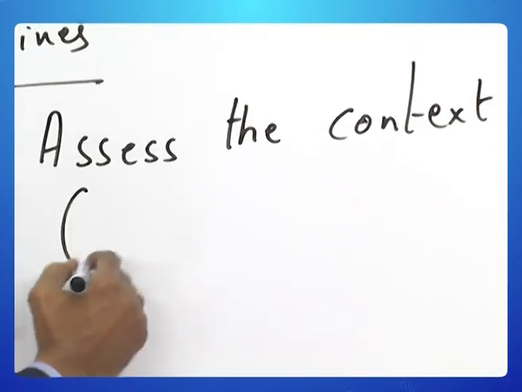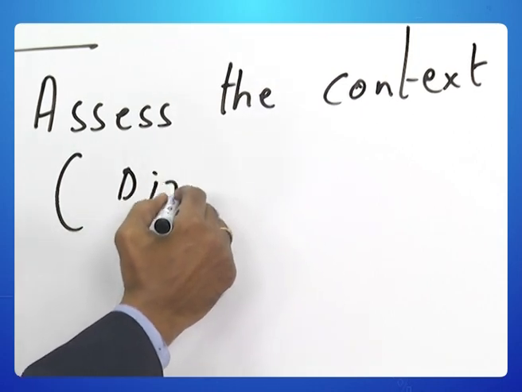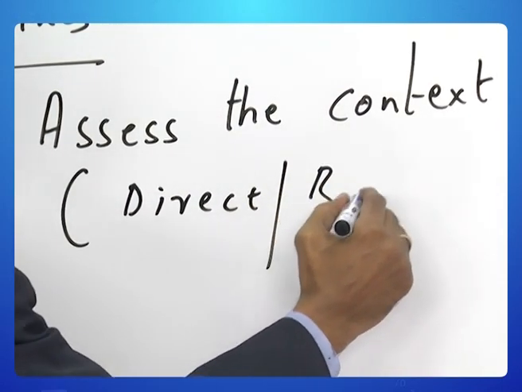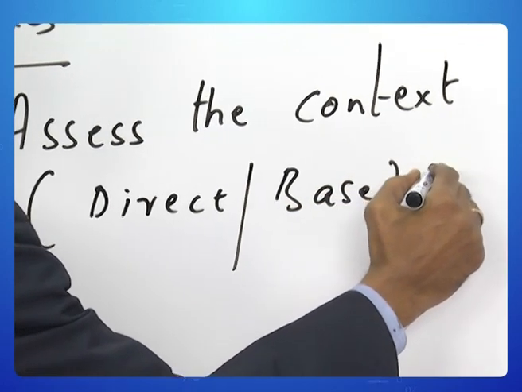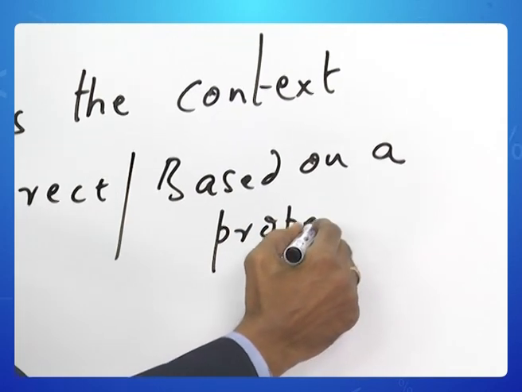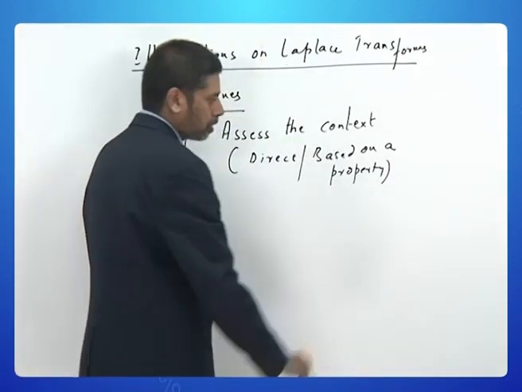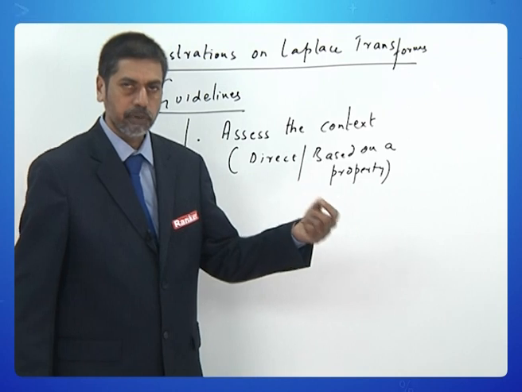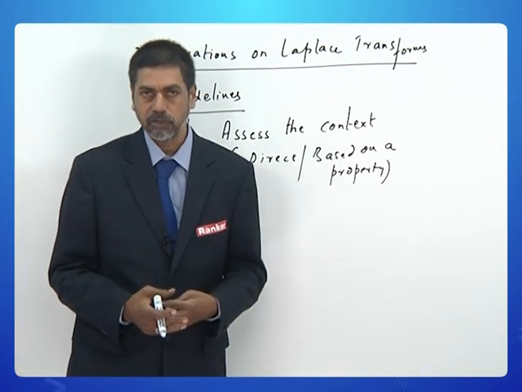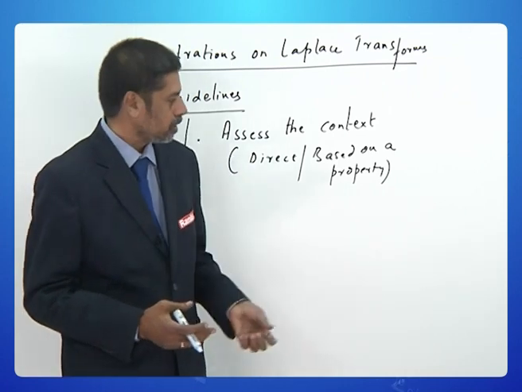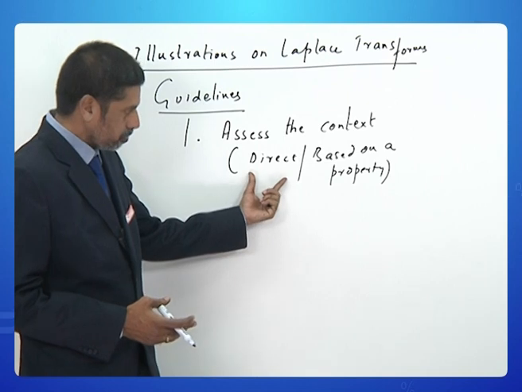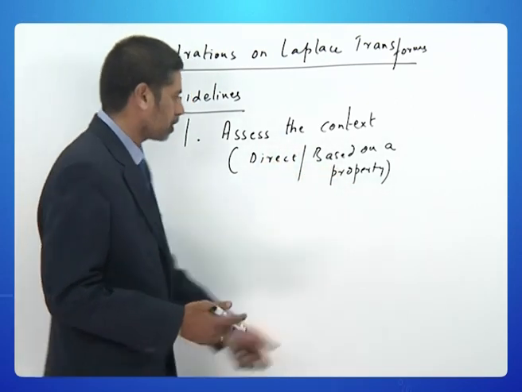What I mean is, is it a direct problem or based on a property? Of course, there are many problems which can be done by more than one property, as we have seen in the case of the unit step function problems. So there can be more than one property. So is it a direct problem or some properties are involved?